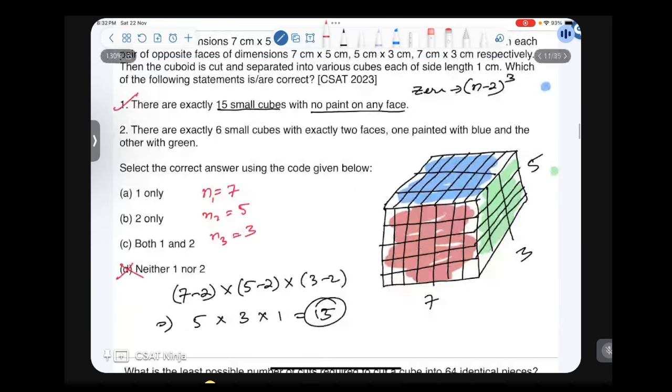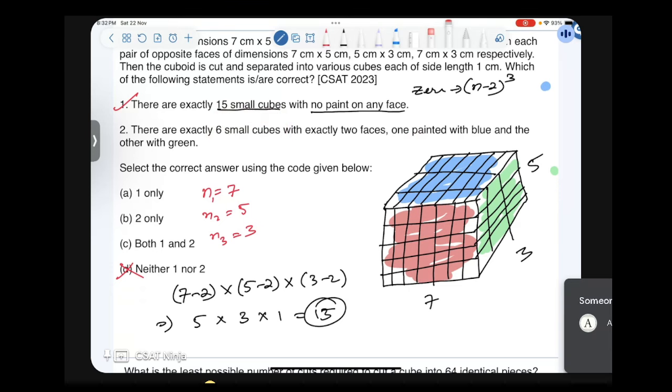Now, if I am to try this one, the next part is what? There are exactly 6 small cubes with exactly two faces, one painted with blue and the other with green. So remember, if you look here carefully, the question says there are exactly 6 small cubes with one painted with blue and green. That means the side that is painted by blue and green is this one here.